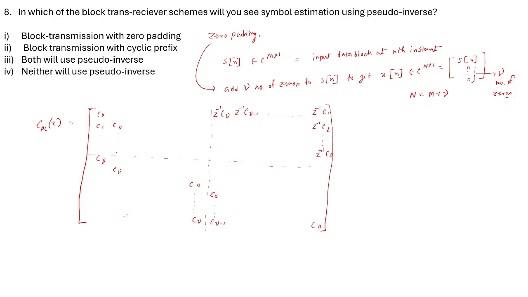The important thing to observe here is that if you consider this particular section, it consists of mu rows, where mu is the number of symbols of ISI, and here you have mu columns. Here you have m columns, and here you have m rows.